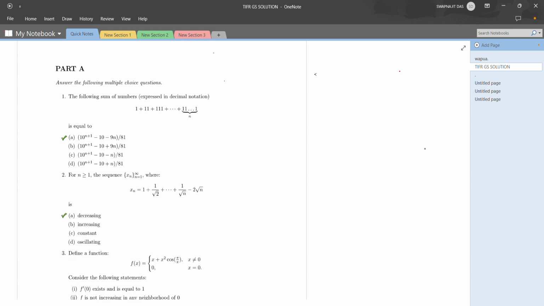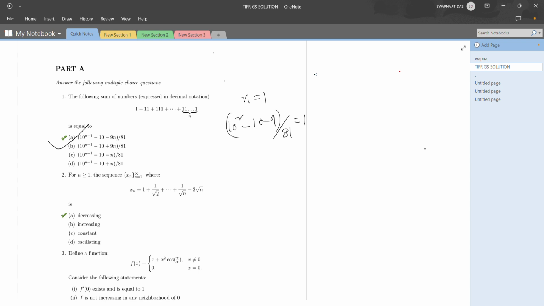So just take n equal to 1. What will you get? You get 10 square minus 10 minus 9 by 81, which is 1. That means the first one is correct. You can easily check that other options are not correct. Okay, what about the second one?